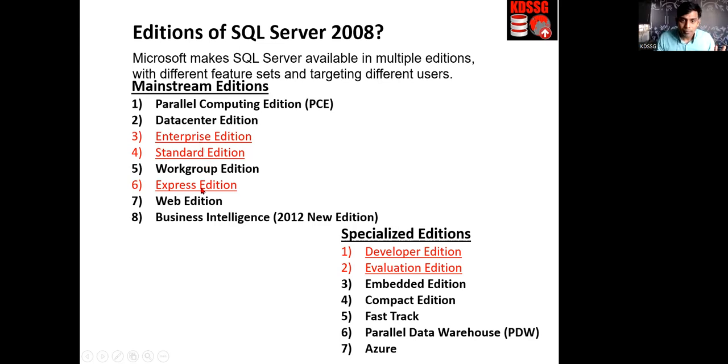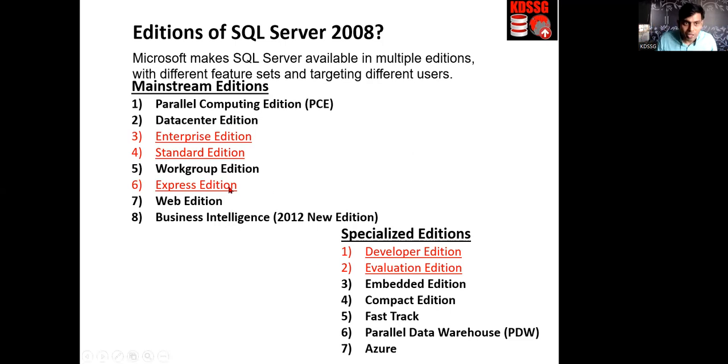Next one, sir: free. But nothing comes free in this world. Express edition is free, sir, but free to an extent. What they say is, we'll give you this SQL Server free, but you cannot store more than 10 GB of data. What do you mean by free then? 10 GB is nothing. If you really want to store real data, 10 GB is literally nothing.